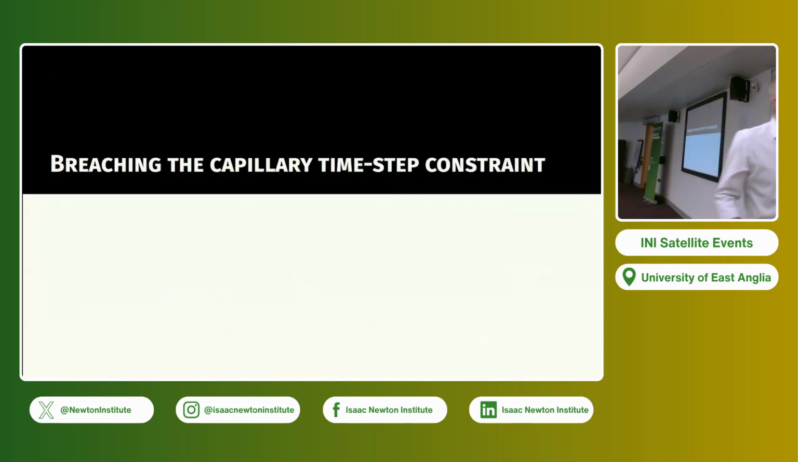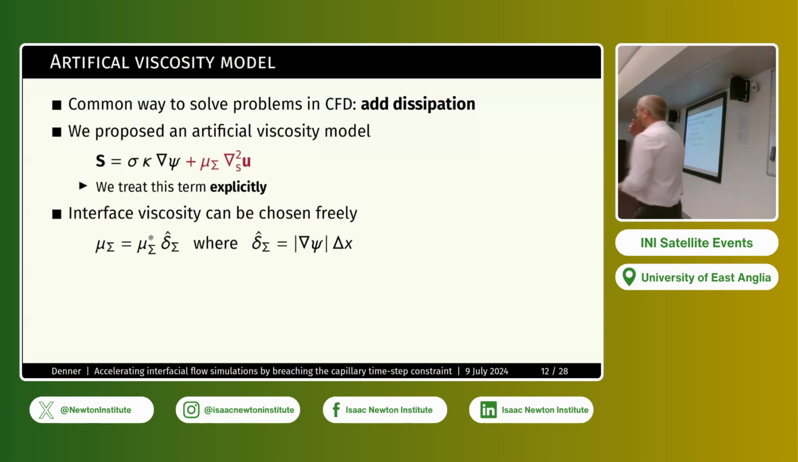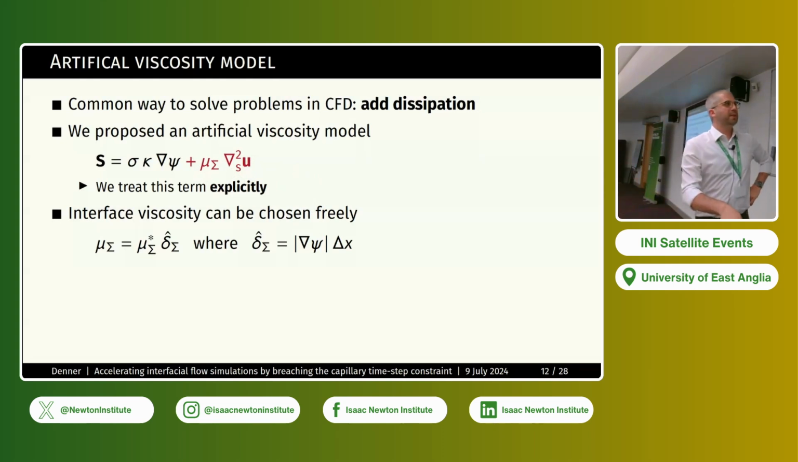So the question is now, how can we make do with this time step constraint and accelerate our simulations? So the first thing we did is what every good engineer working in CFD does. We add dissipation. It's not elegant, but it works in many cases. And so to not just add some dissipation randomly, what we did is we took the velocity and did not take the Laplacian of the velocity, but we used the Laplace-Beltrami operator, so basically just the tangential dissipation at the interface, or the tangential Laplacian of the velocity with a surface viscosity. This can be chosen freely.